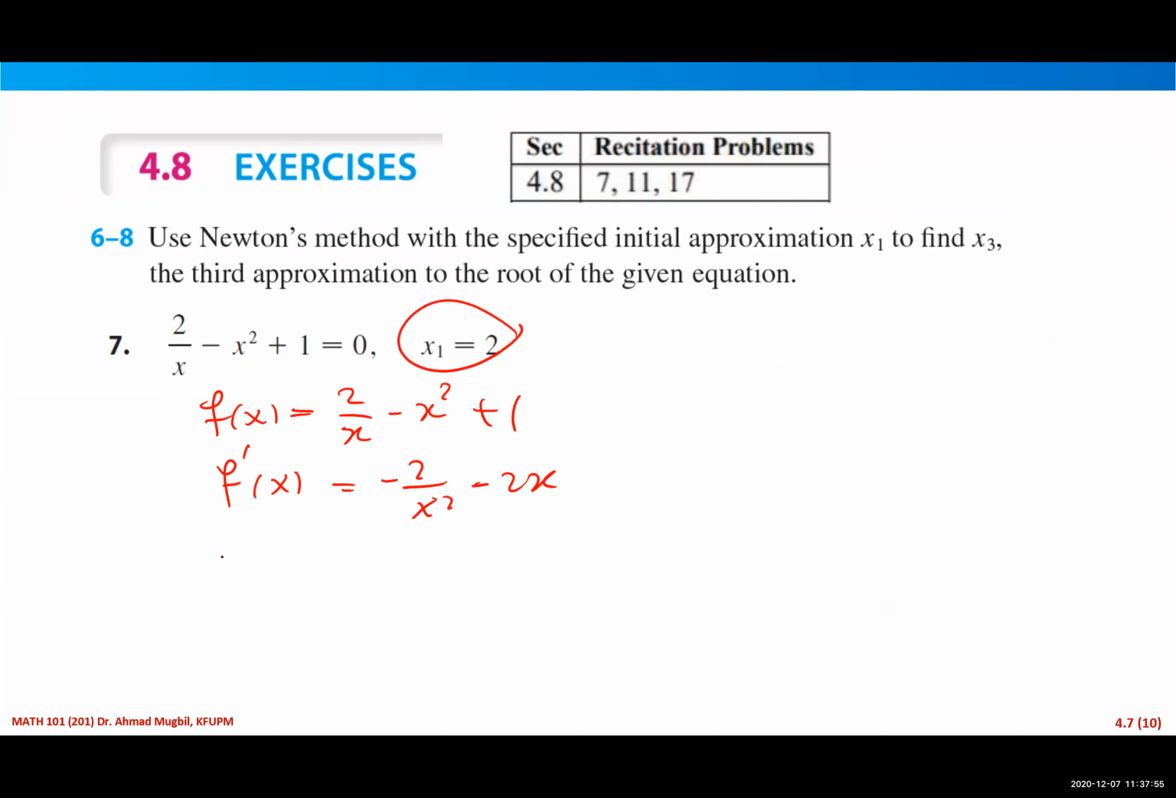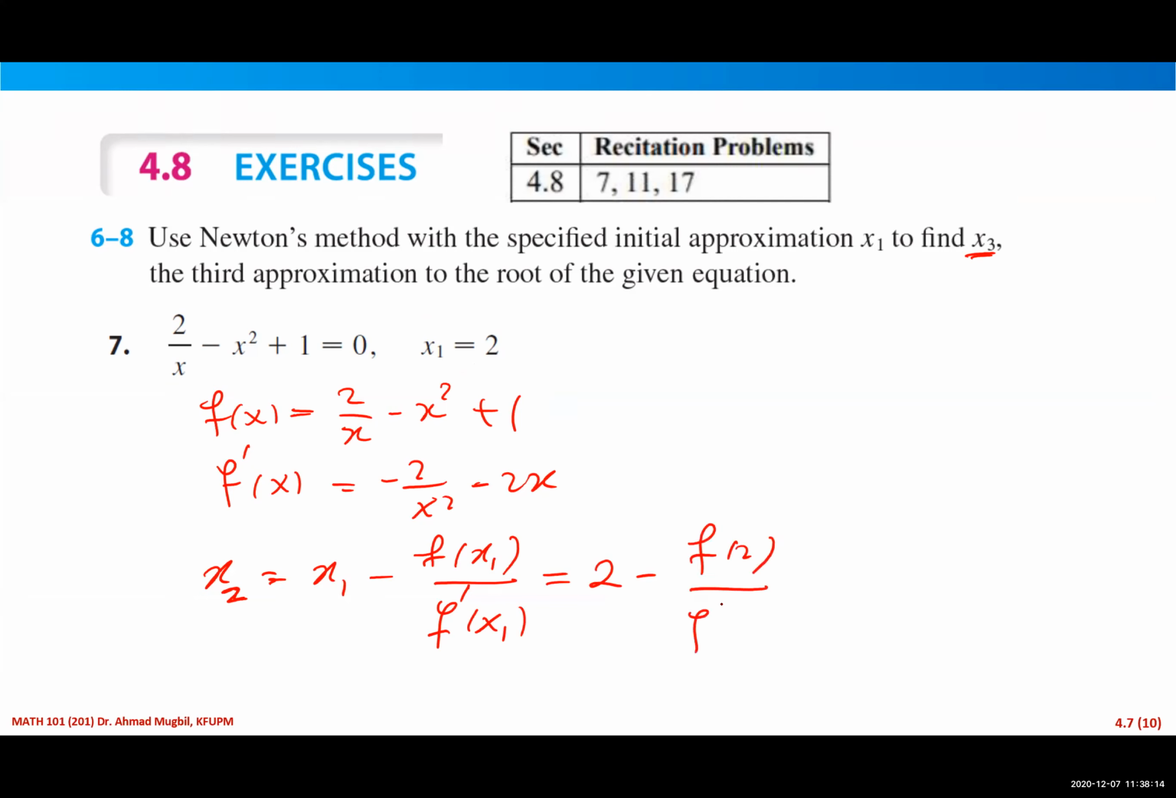Now I will do what? I will find x2. He wants x3, so I will find x2 first. x2 will be x1 minus the value of the function at x1 over the derivative at x1. So what is x1? x1 is 2, minus, what is the value of the function at 2? This is the function. At 2, it will be 1 minus 4 plus 1, over the value of the derivative, which will be negative 2 over 4 minus 4.